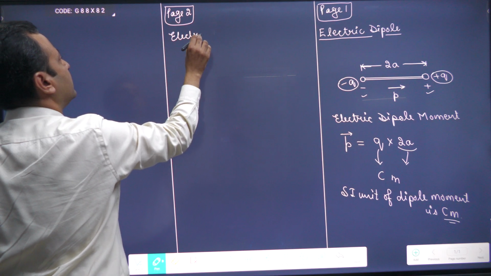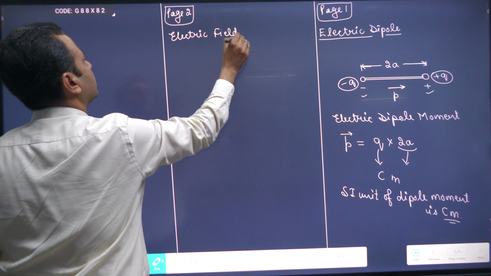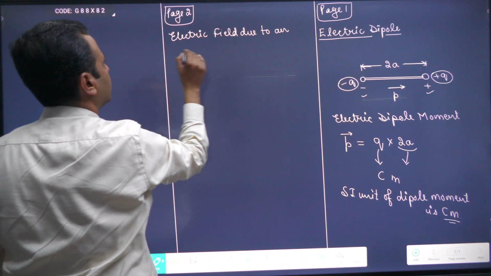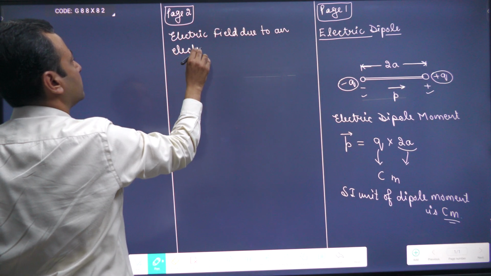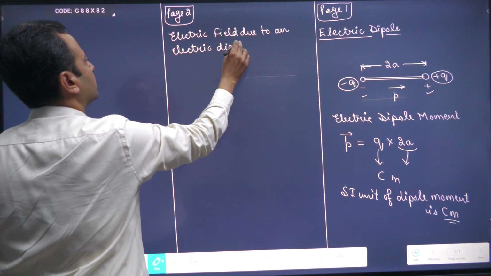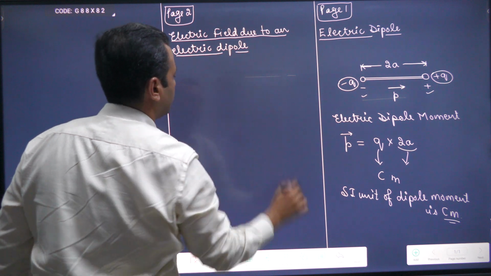Electric field due to an electric dipole. Electric field due to an electric dipole.